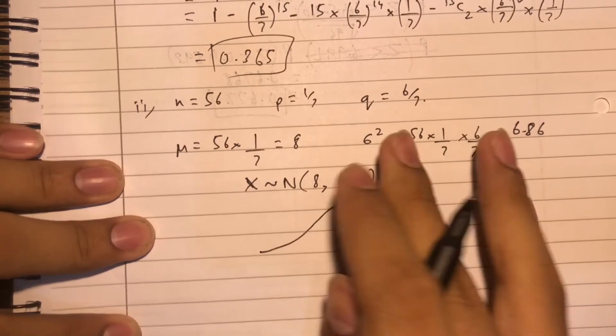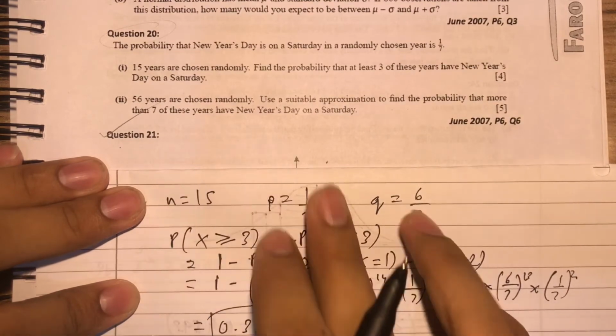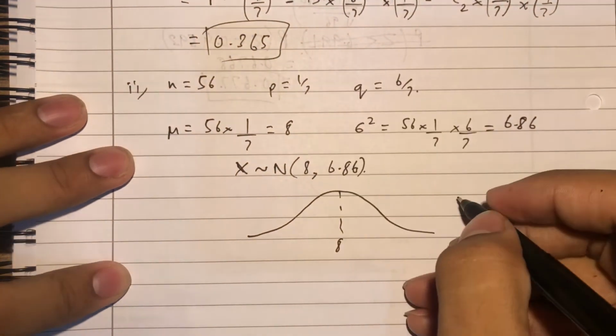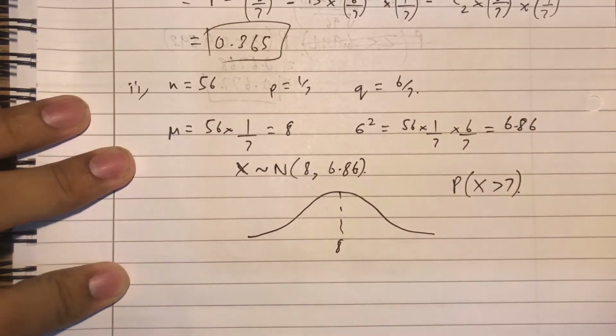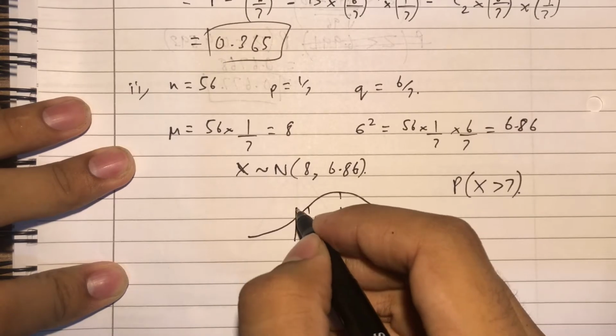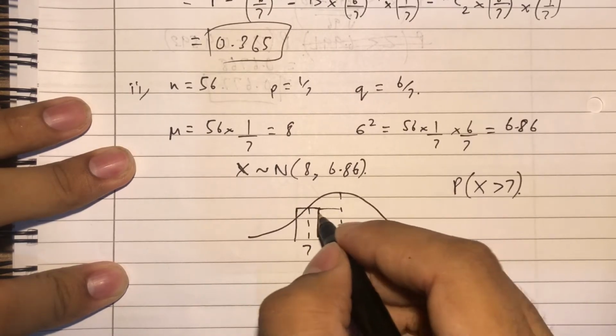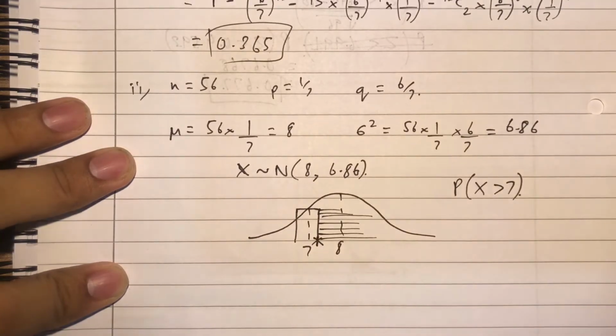So mean is 8. Now what do we have to find? We have to find the probability that more than 7 of these years have New Year's Day on a Saturday. So we have to find the probability of x greater than 7. Now 7 will be somewhere over here. This is 7's bar. We have to find x greater than 7. This point will be 7.5.